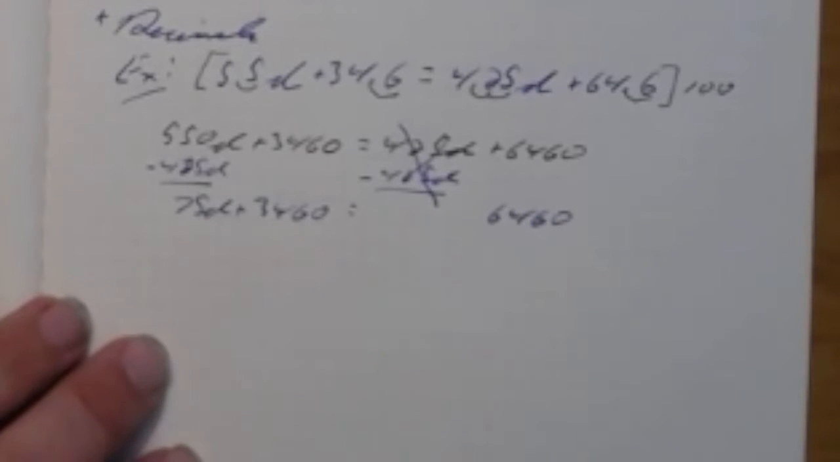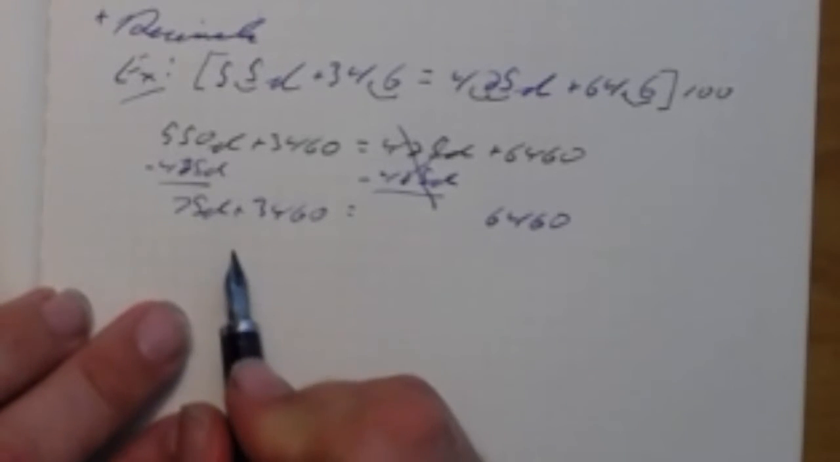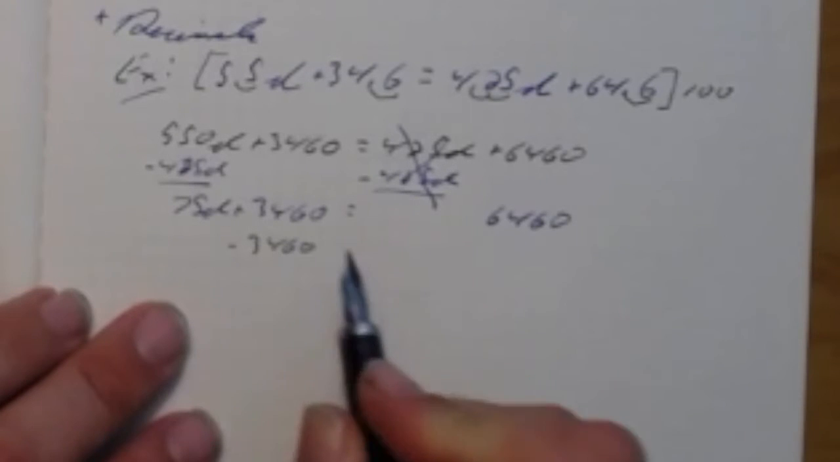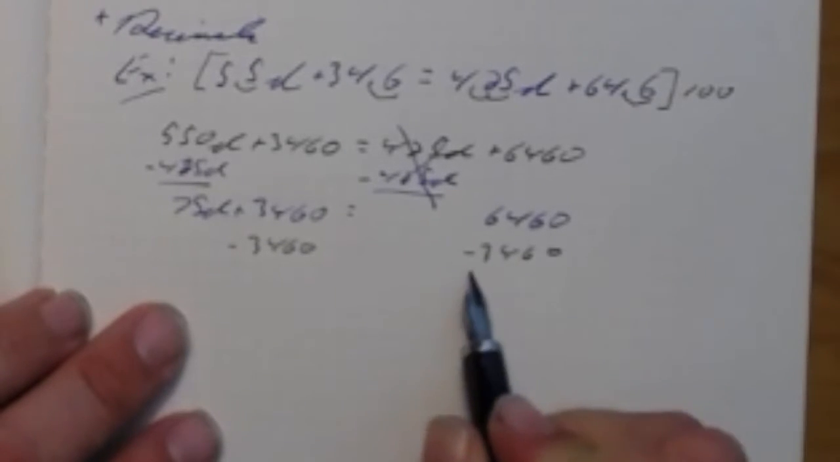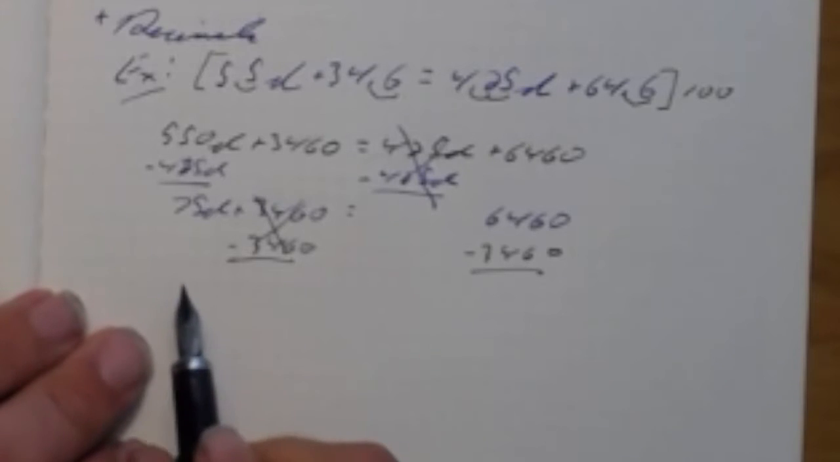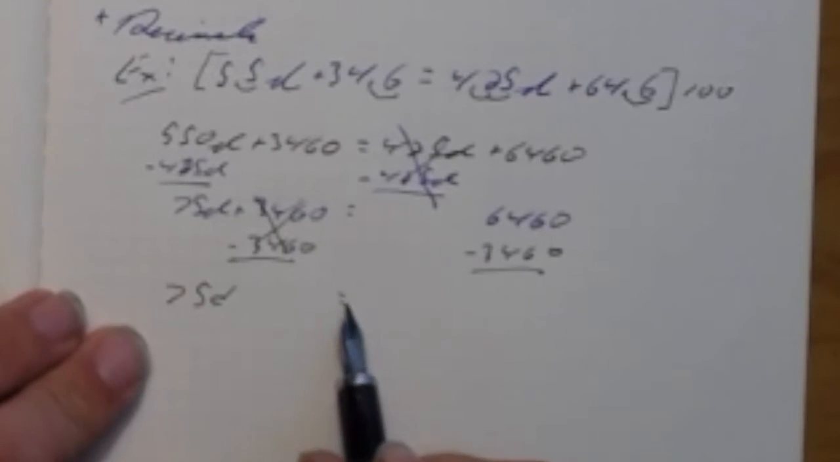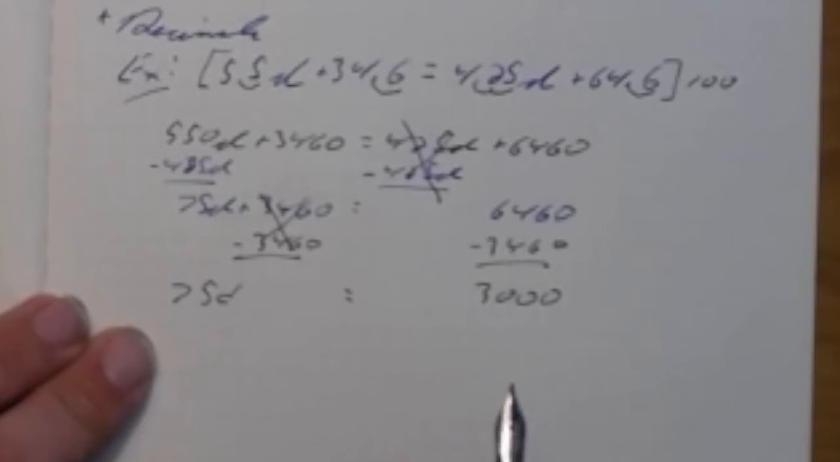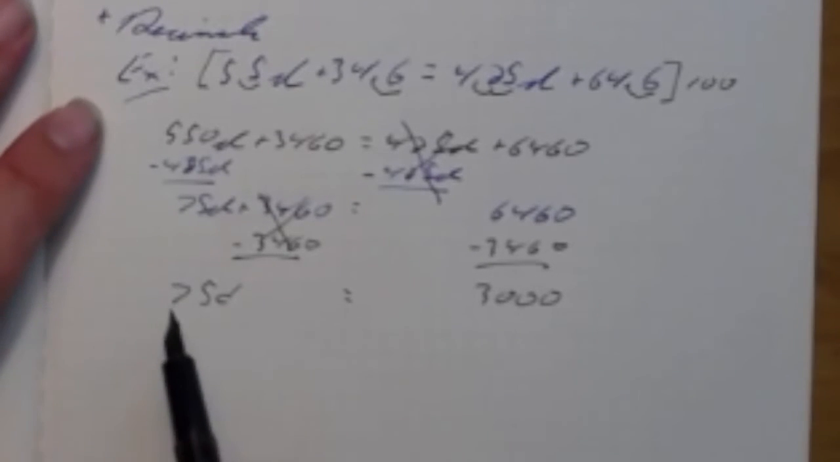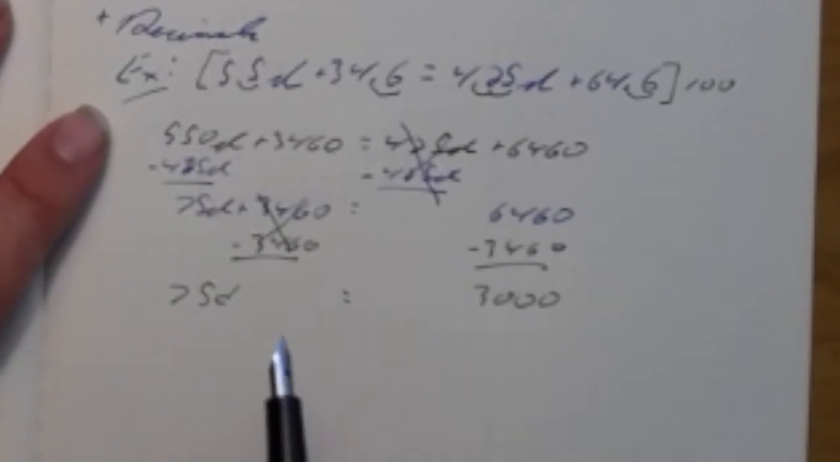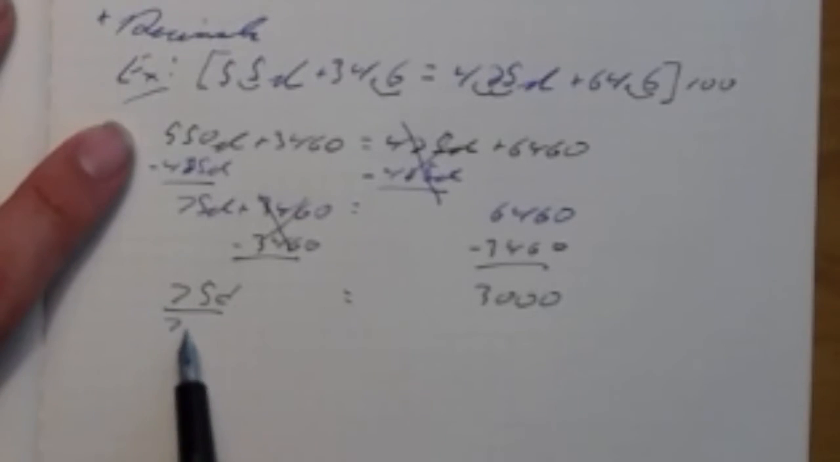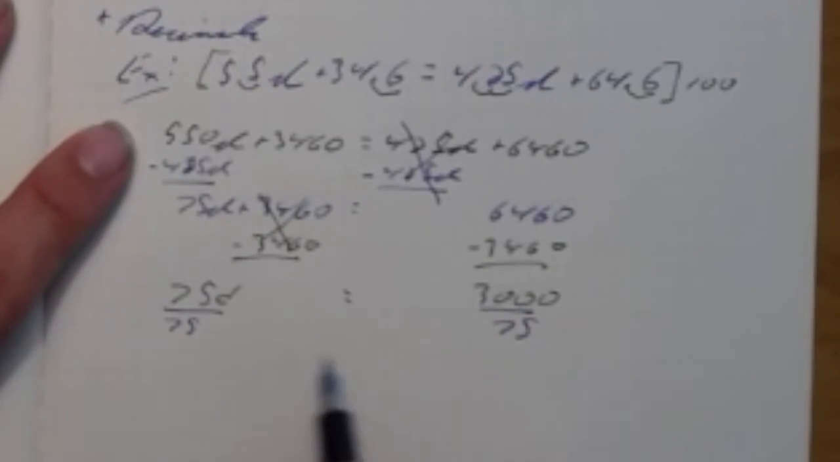Now I'm going to go ahead and subtract. I'm moving away, my second step in solving equations. I'm going to move 3460 away from my variable term. So I subtract it from both sides, and I get 75D is equal to 3000. Now my next step in solving equations is to always inverse away. Use an inverse property. This is 75 times D, and the inverse of multiplication is division. So I'm going to divide both sides by 75. So that's going to give me D is equal to 40.